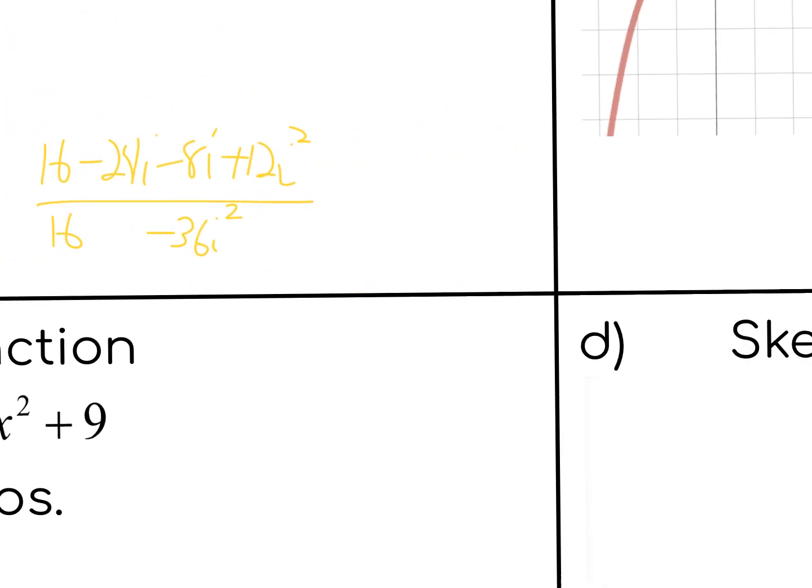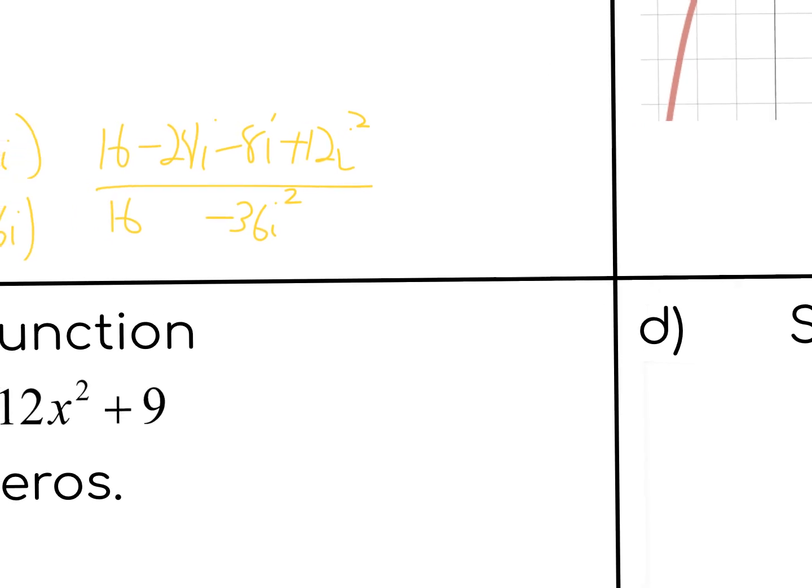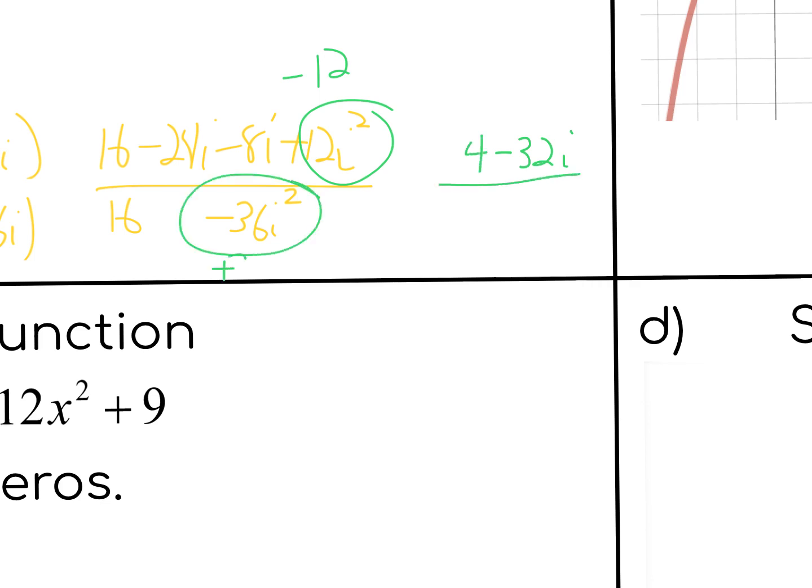Now let's simplify. -24i and 8i is -32i. That's actually a minus 12, because i squared is -1. 16 minus 12 is 4. That's a plus 36. 16 plus 36 is 52. If you wanted to, you could reduce everything by a factor of 4. So 1 minus 8i over 13, that would be i. What do we got next?